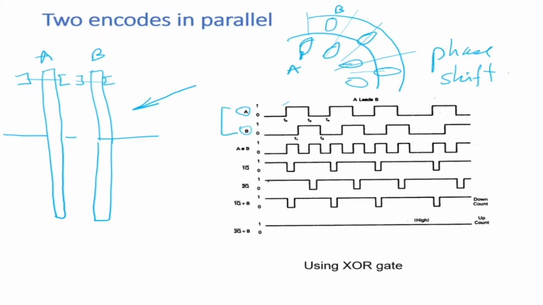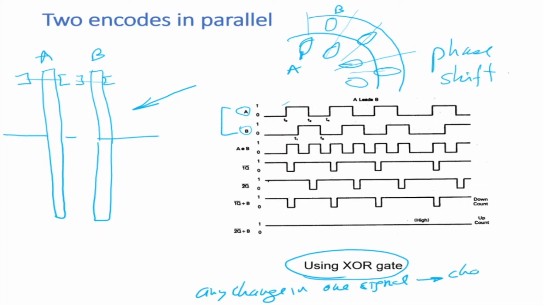Now what is done here is we use an XOR gate. Okay, what is an XOR gate? So if there is any change on a signal, then there will be a corresponding change on the output. Any change in one signal will cause change in output. Okay, what it means is that we have signal A, signal B, both are 0, 0. At this instant, signal A is changing. Okay, so what would happen? The output is here. There will be a corresponding change on signal A XOR B.